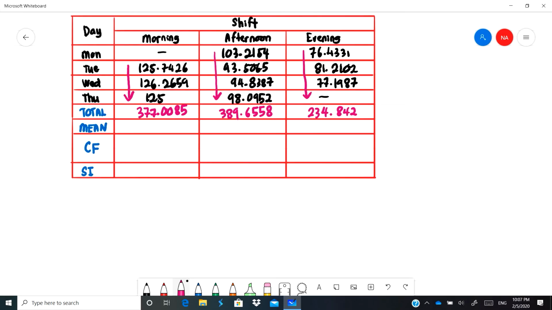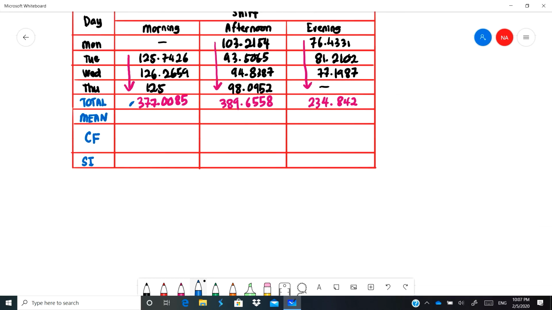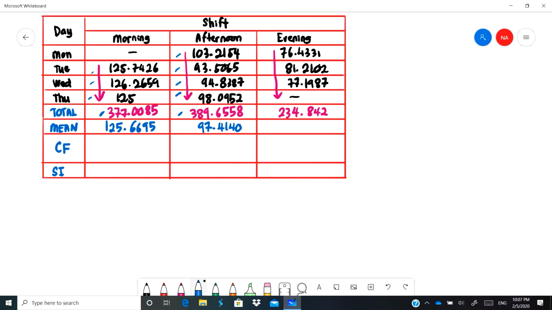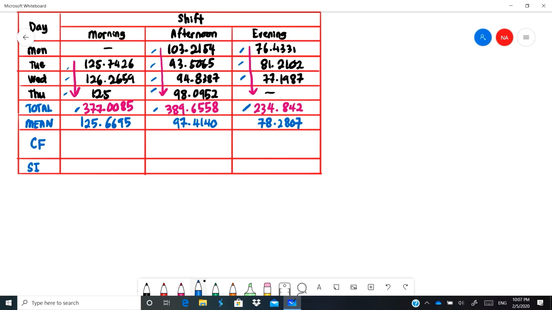After calculating the total, you'll have to find the mean. This value, you have to divide by 3 because you have 3 values here, so you'll get 125.6695. For these values, you have to divide by 4. Mean is the average. So you get 97.4140. And the last one, you divide by 3, you get 78.2807.